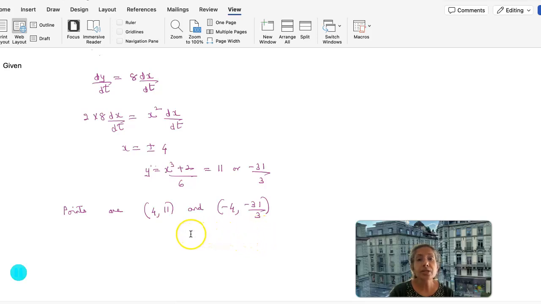So that brings us to the end of this lecture. We have learned how to apply the derivative as a rate measure in problems.